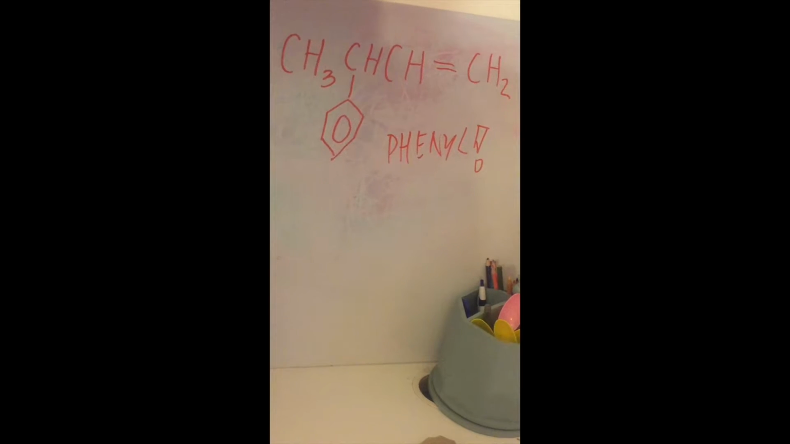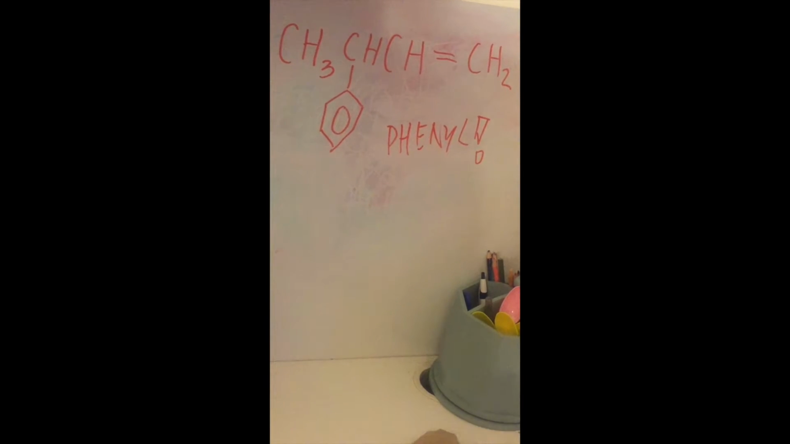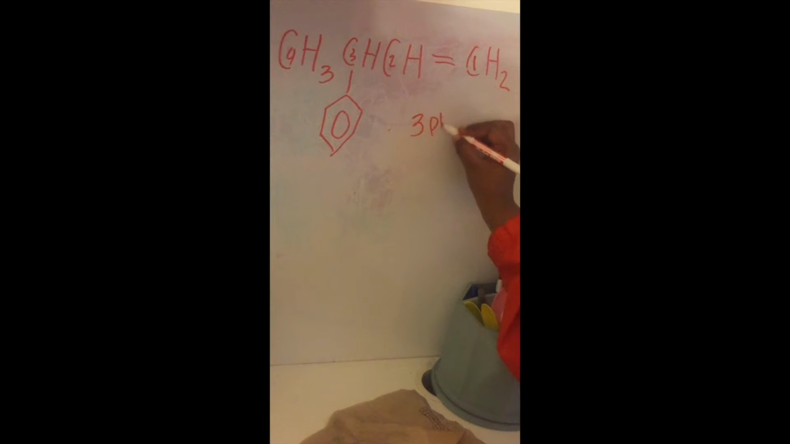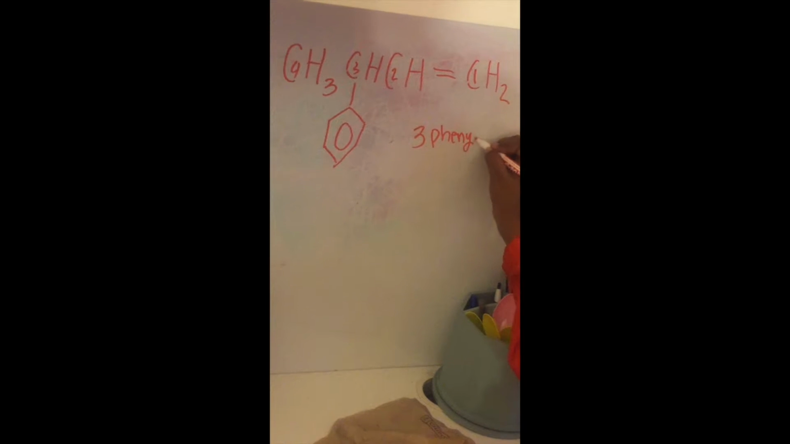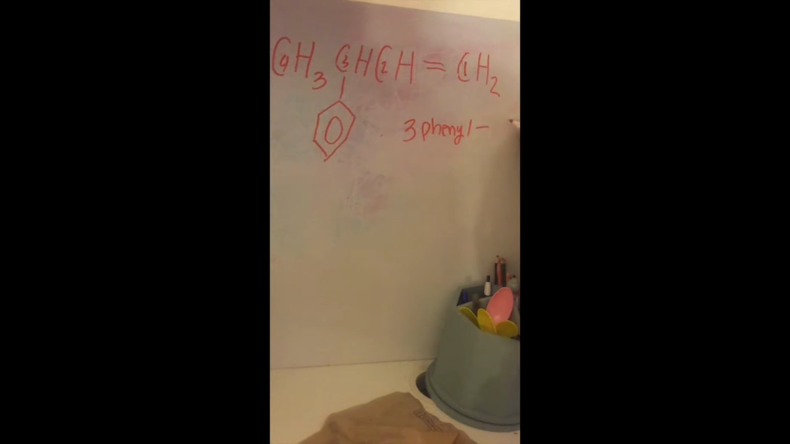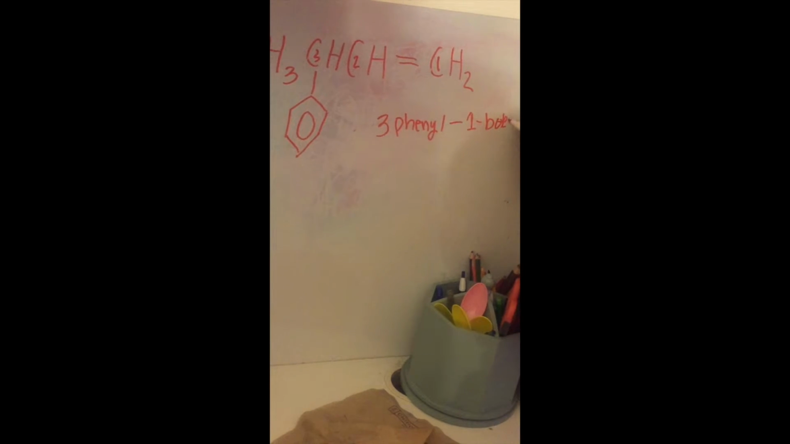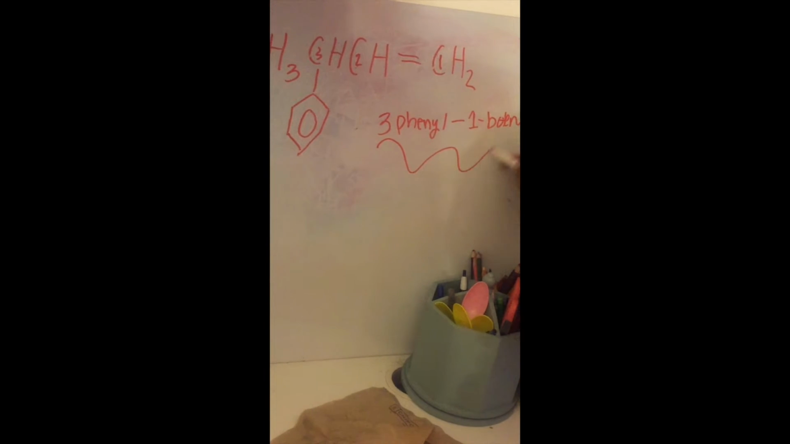So to name this, basically, we do what we've learned before that Adna taught me: 3-phenyl, and then 1-butene for where the double bond is.